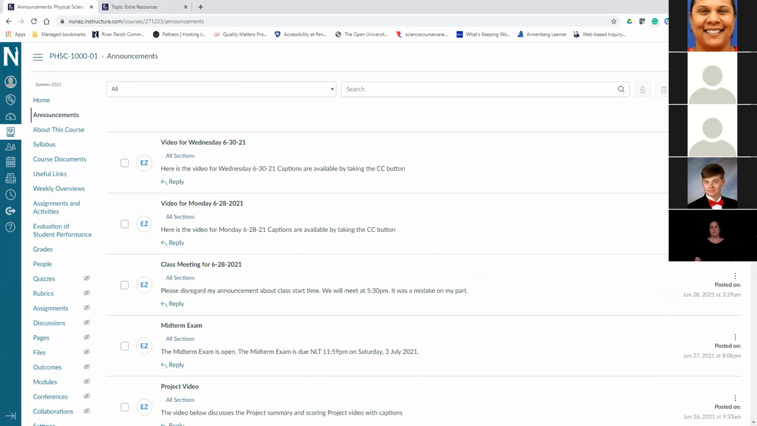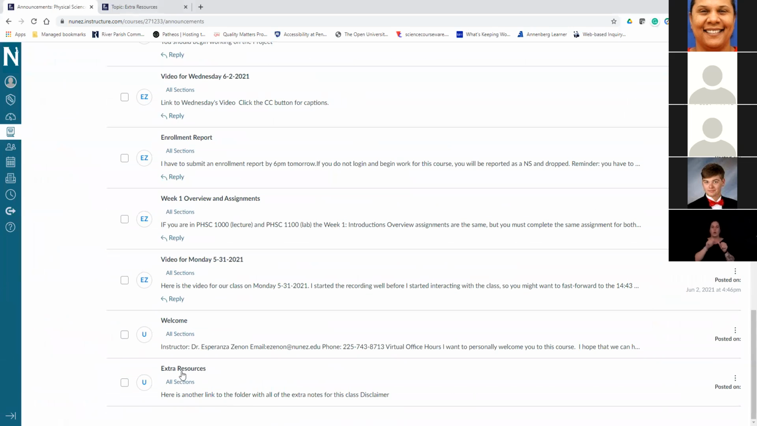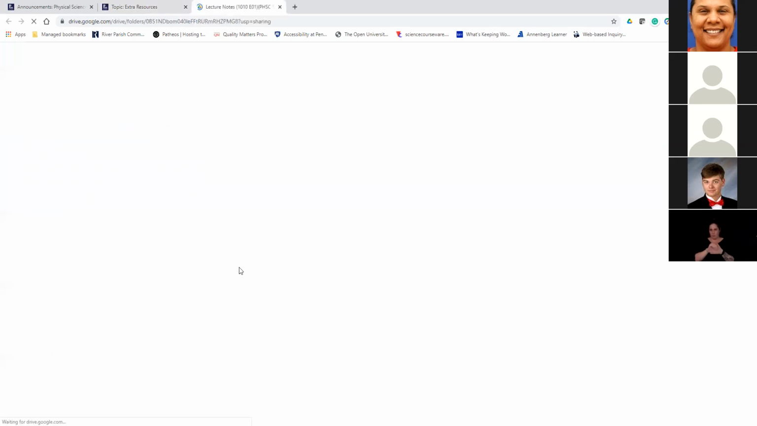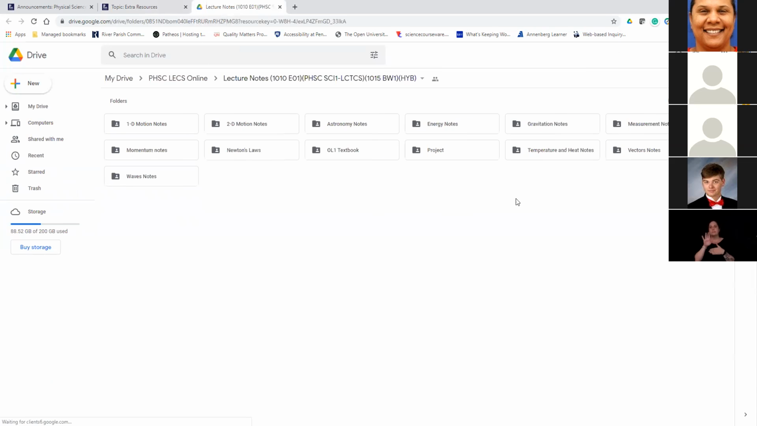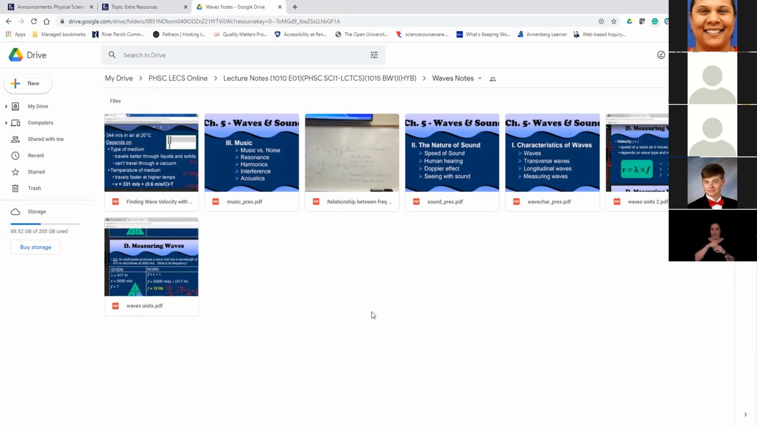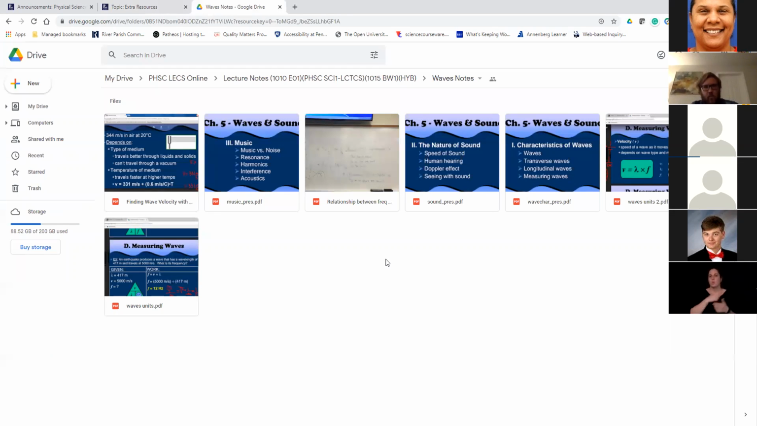And if you recall, all the way down at the bottom, there's a link to extra resources. So in those extra resources, I'm just going to click and open that folder. And notice there's a folder that deals with waves. In that folder, you have some material that summarizes the information on waves that we talked about on Monday, the relationship between period and frequency.